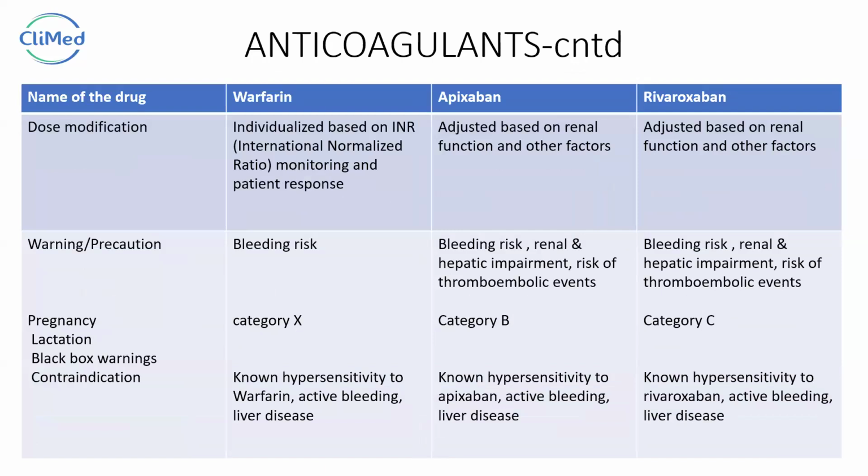Dose modification. It is individualized based on INR, that is international normalized ratio, monitoring and patient response. The INR must be between 2.5 and 3.5. Warning or precaution: bleeding risk. Pregnancy category X, contraindicated in patients with known hypersensitivity to warfarin, active bleeding, and liver disease. Can you go back to the last second slide?